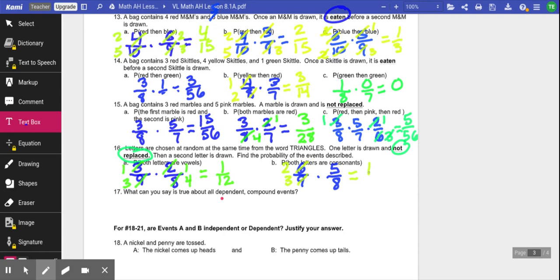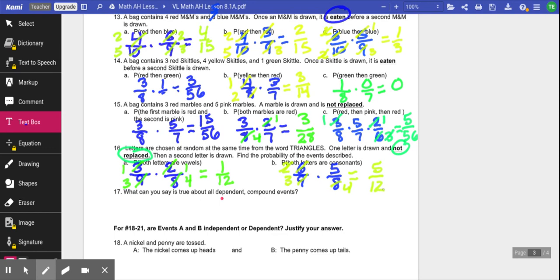24, which means I didn't reduce all the way because that would not be reduced. The 2 and the 8 reduce. That makes a 4. So then I get 5 over 12. That looks much better reduced. So 5/12 chance of getting a consonant and then a consonant.